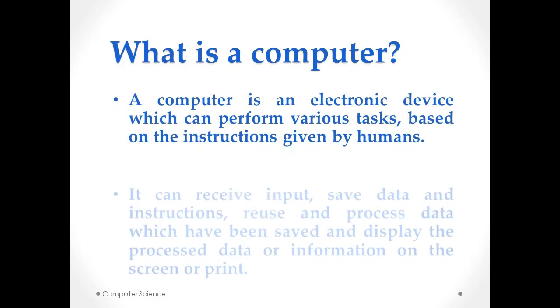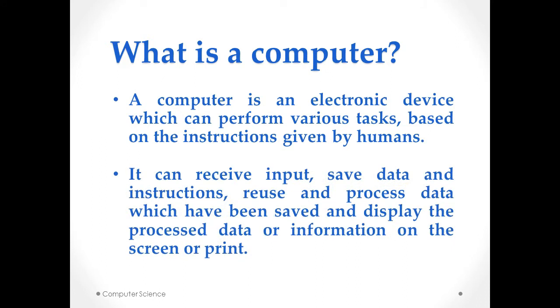What is a computer? So a computer is an electronic device which can perform various tasks based on the instruction given by humans. So the computer will work according to humans' instruction. It can receive input, save data and instructions, reuse and process data which have been saved and display the processed data or information on the screen or print.